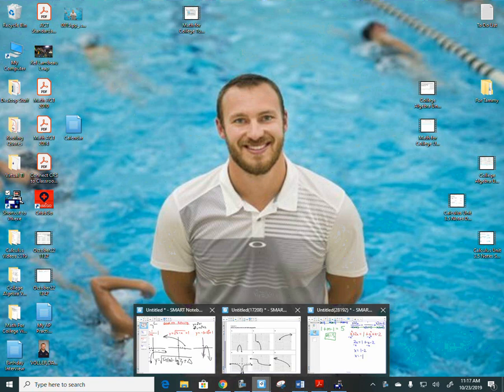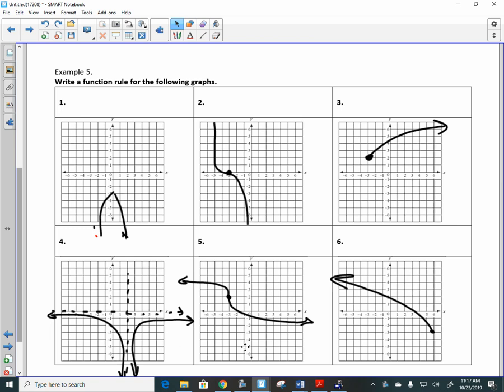All right. So what do we want to do today? Same thing that we did yesterday, but opposite. Yesterday I gave you the equation, you wrote the graph. Today I give you the graph, you write the equation. We start with the parent function.